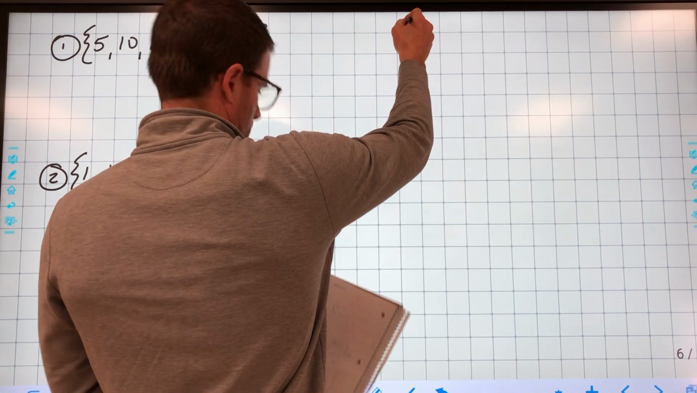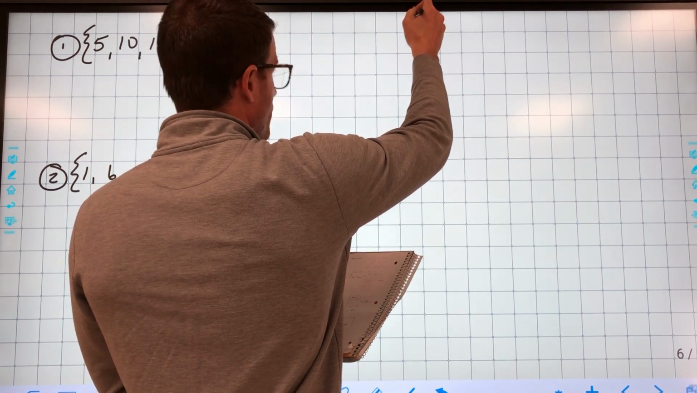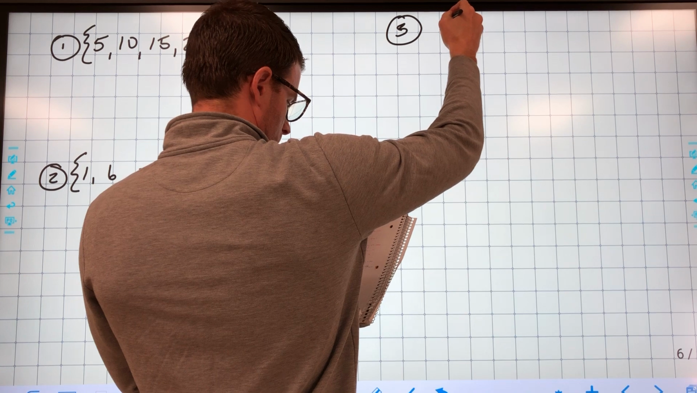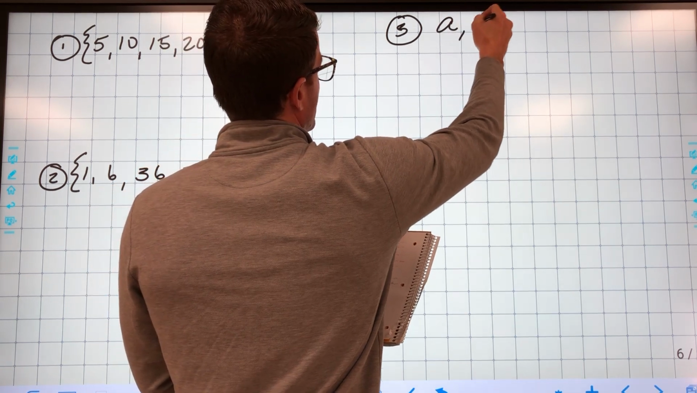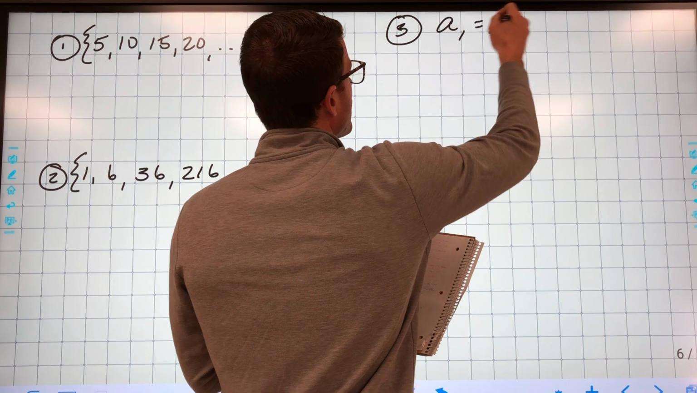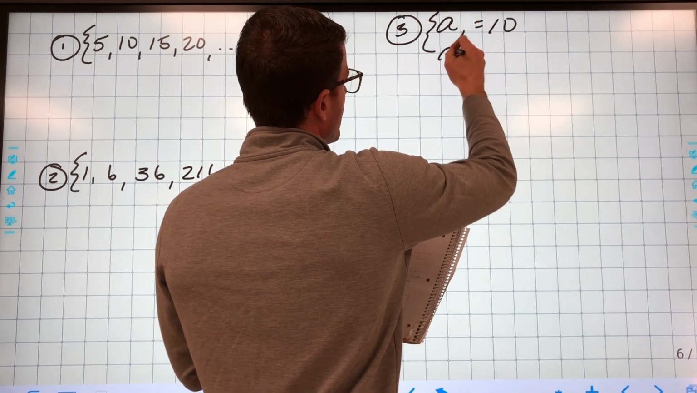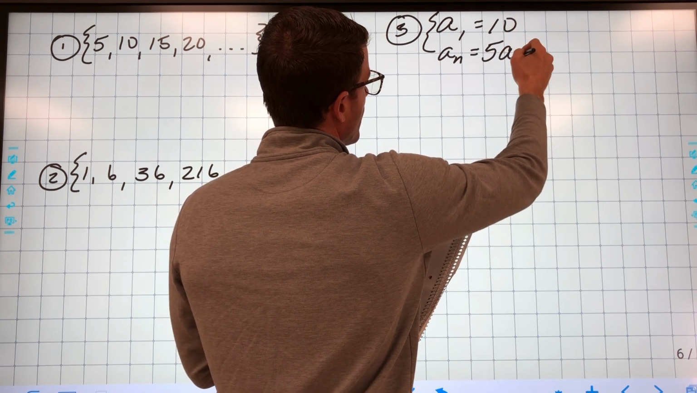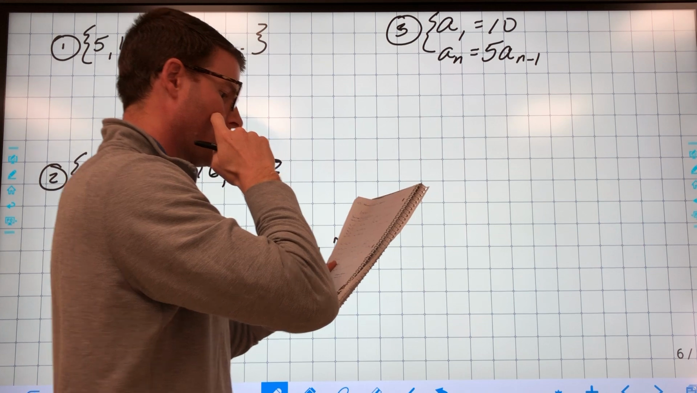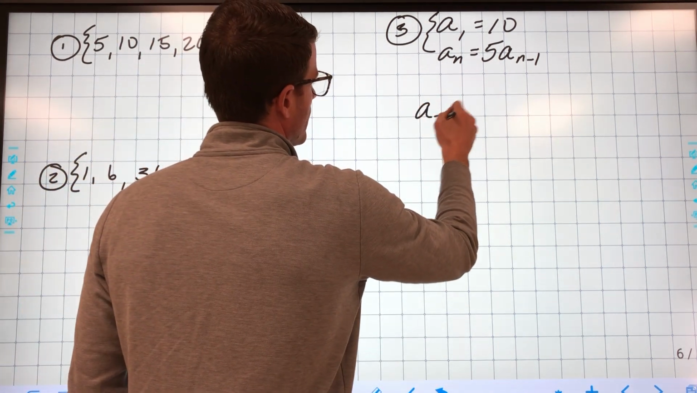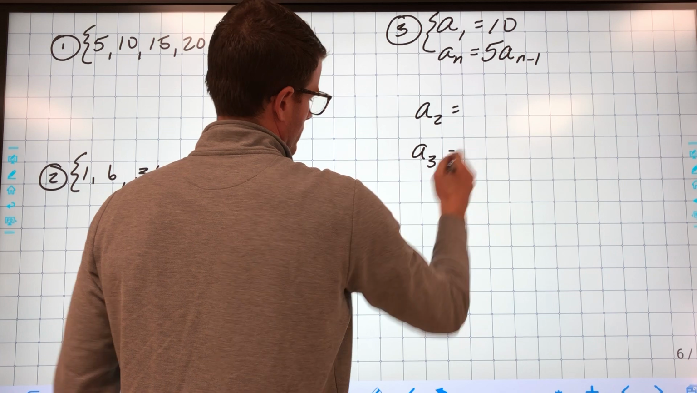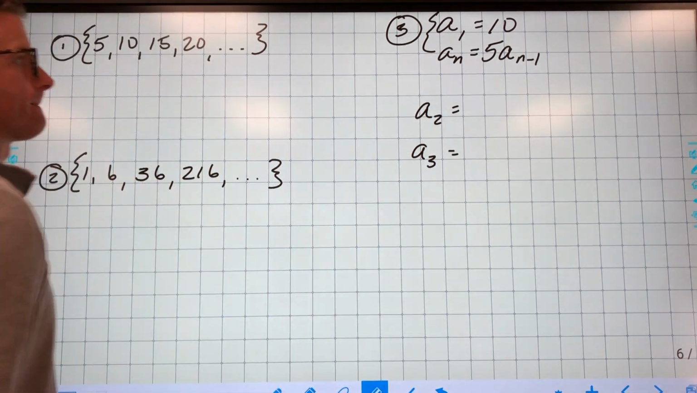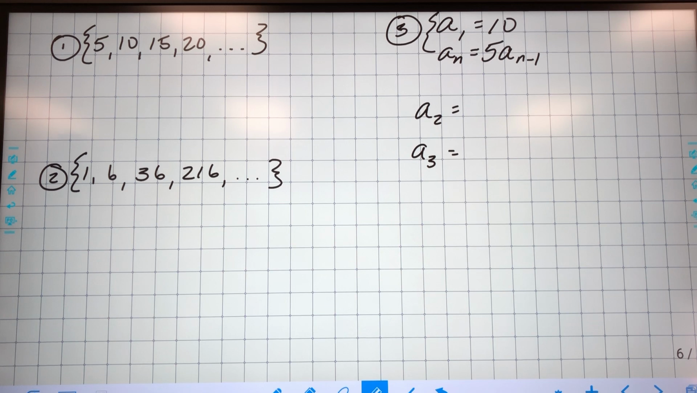And last one, number 3. I'm going to give you the recursive formula. Give me the second and third terms. Sorry, I keep doing that. Okay, so pause it here, work on these, see if you can come up with an answer for all 3. I'm going to go ahead and go through it now.